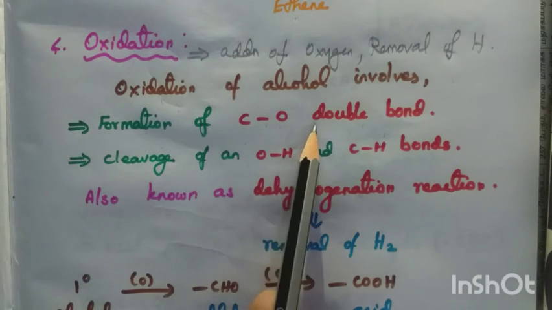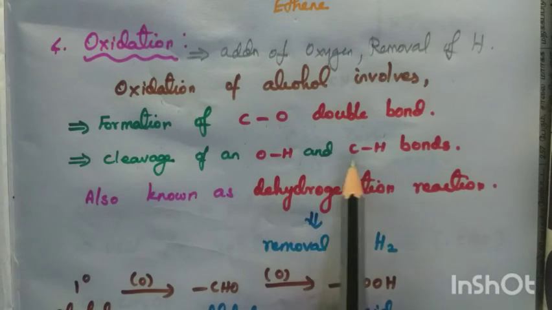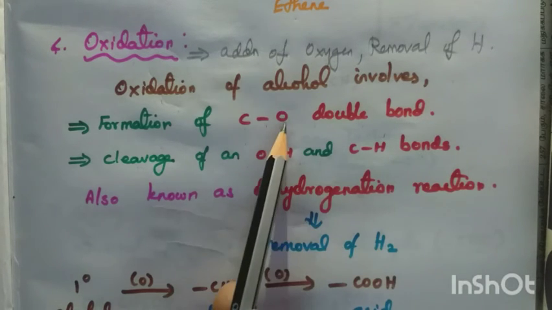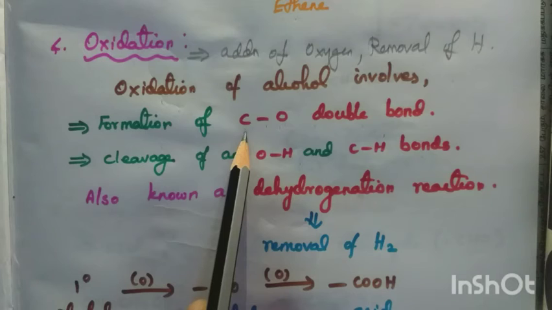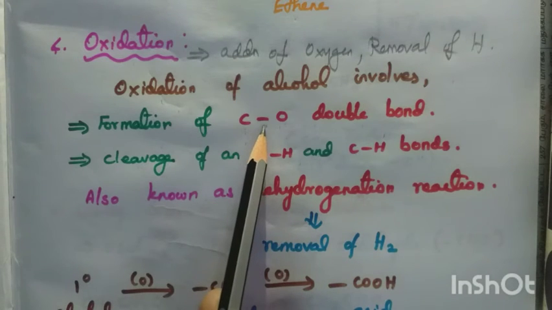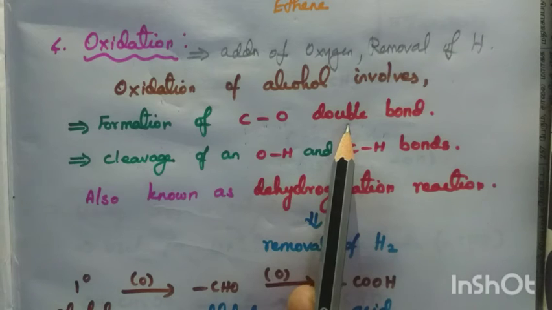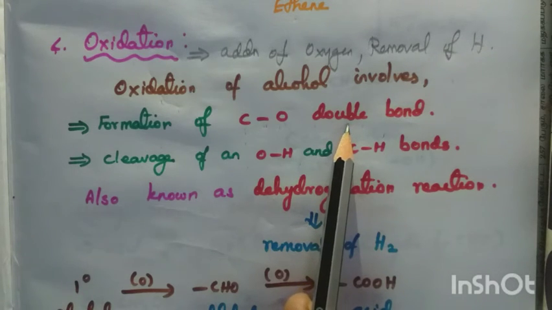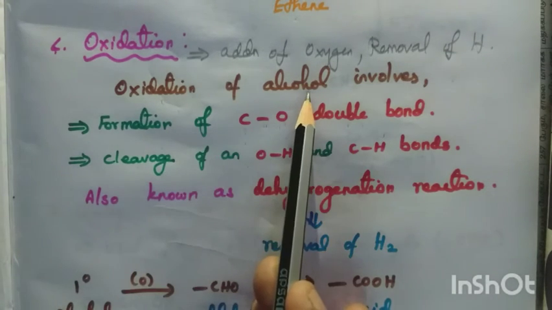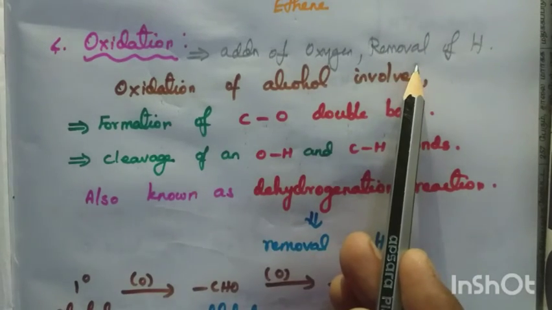And the cleavage of an O-H. Alcohol O-H is there, no? That H breaks, and the C-H bond. So the hydrogen on oxygen and the hydrogen on carbon break, and the new bond is formed between carbon and oxygen. So it becomes a double bond. So what are the steps going to take place here? Oxidation of alcohol means addition of oxygen and removal of hydrogen.